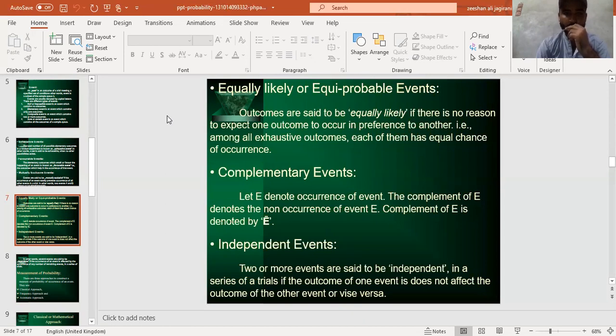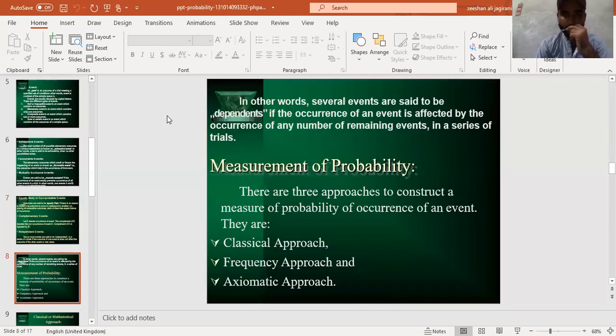Independent events. Two or more events are said to be independent in a series of trials if the outcome of one event does not affect the outcome of the other event or vice versa. In other words, several events are said to be dependent if the occurrence of an event is affected by the occurrence of any number of remaining events in a series of trials.